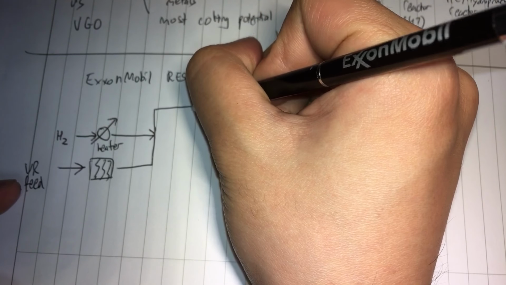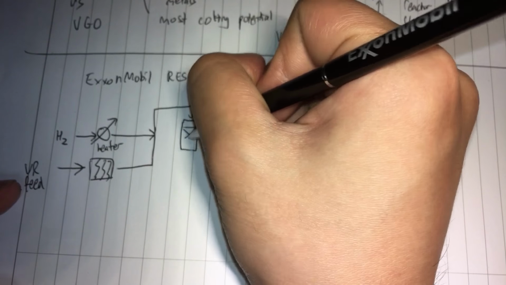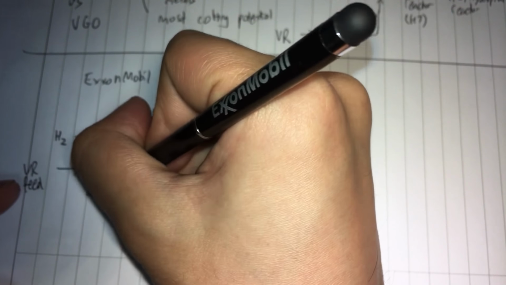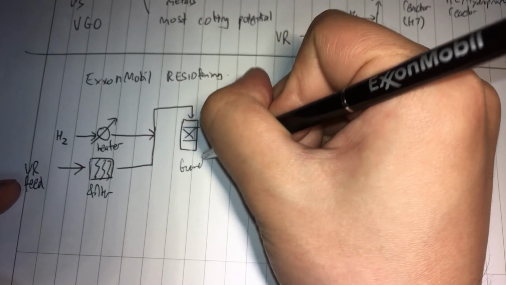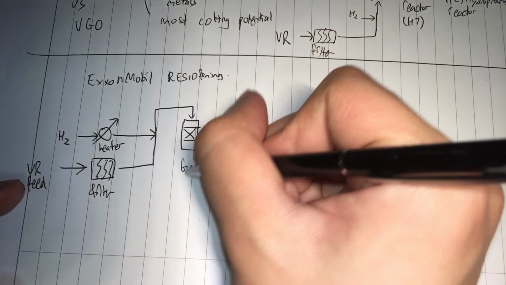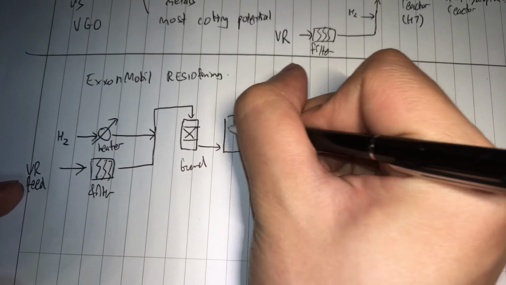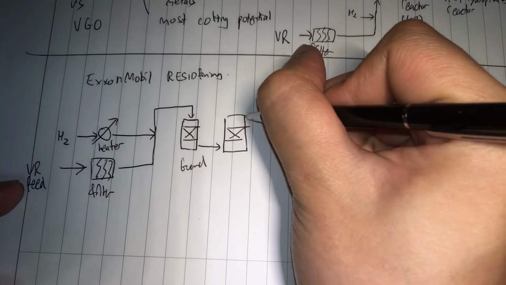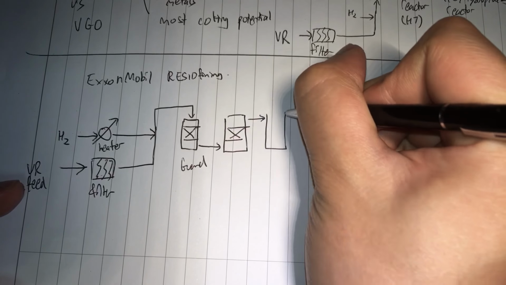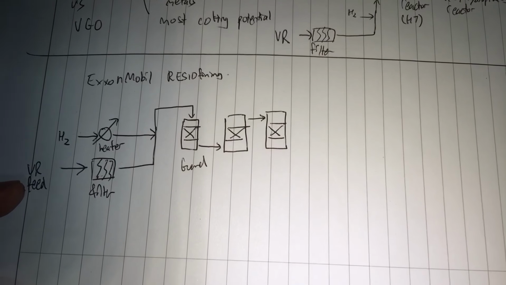Okay, so first we go through our guard reactor. Now this is our filter, yeah? So the guard reactor is probably using something like silica alumina on cobalt molybdenum. That's the catalyst. And after that, it goes through the second reactor. These are all fixed beds.